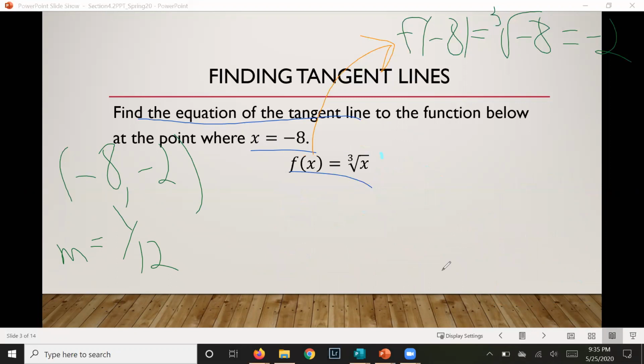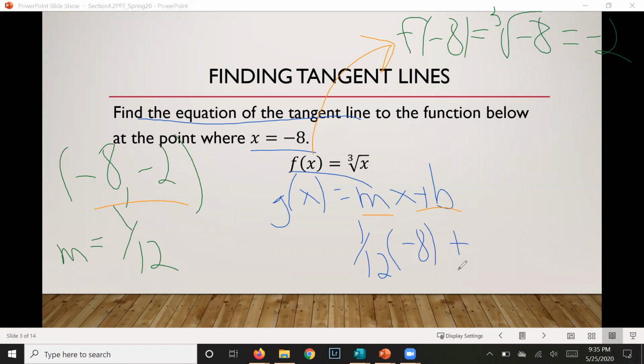So when we do that, recall we'll use, and I'm going to call the function g of x equals mx plus b. We can plug in the information we have, so we know the slope is 1/12. And we need to find the value for b. And so recall that to do that, we need to plug in the other information we have, which is the point here. So I have 1/12 times -8 plus b, and we know we input -8, our output should be -2. We can solve this, and when we do, you end up with b equals -4/3.